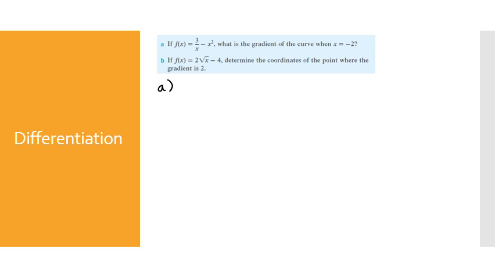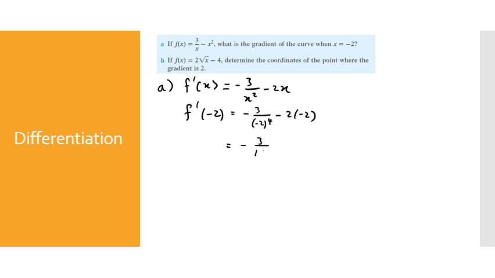Okay, if f of x is equal to x minus x squared, what is the gradient of the curve when x is equal to negative 3? Simply find the derivative. Then sub it in at negative 3. Expand it out. And then simplify it. 4, 64, so 61.